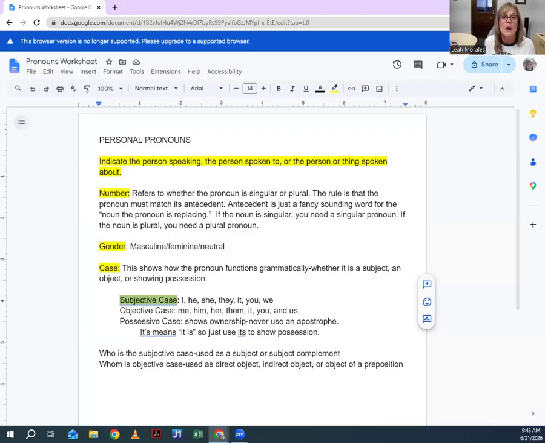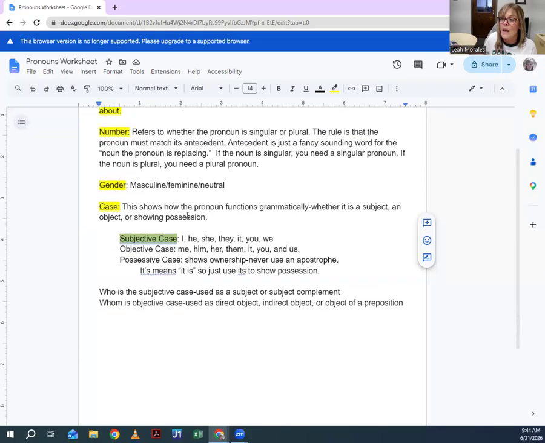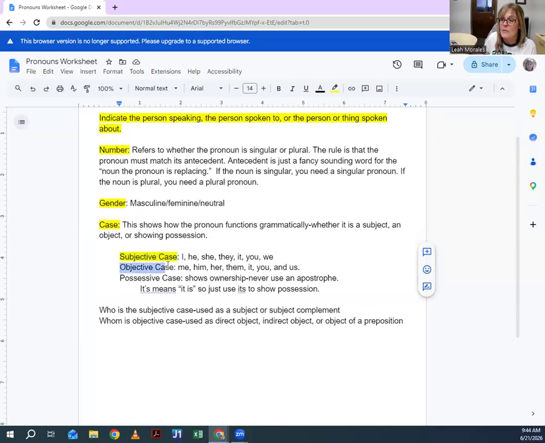For example, the person was she. She is correct because it follows the linking verb was and renames the person. You can test this by reversing it. She was the person. Now, honestly, we don't really speak or write in that fashion very much these days, but it is correct. Next, we have objective case pronouns.